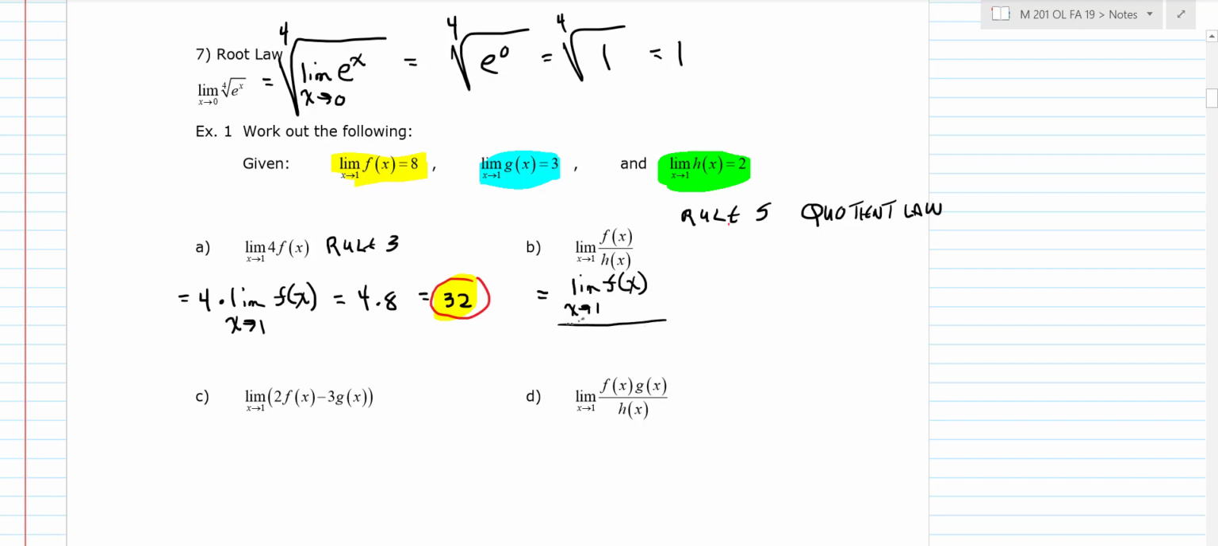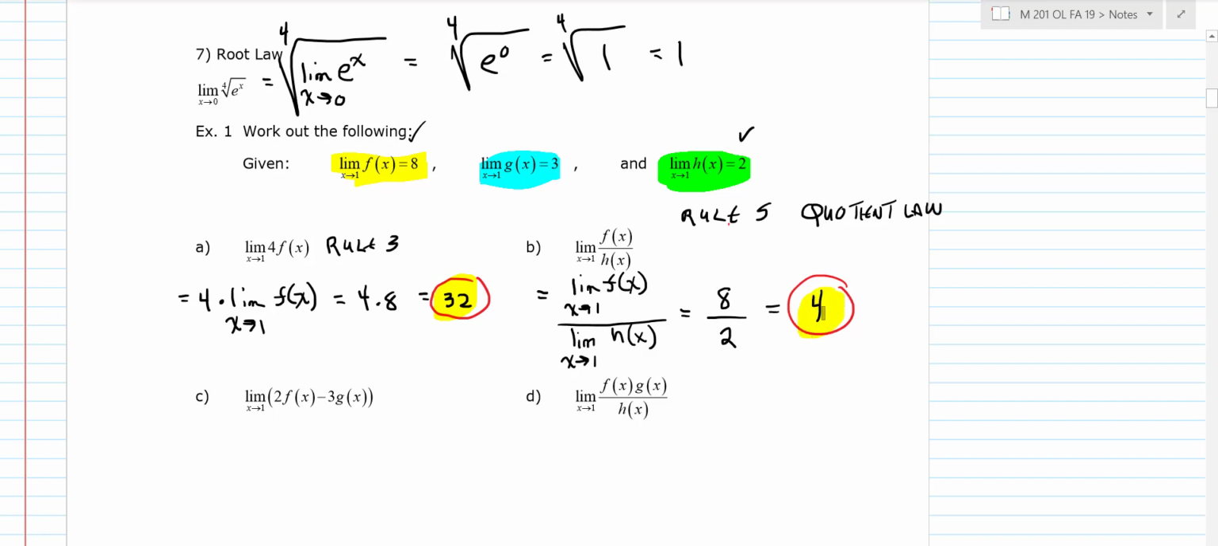Don't be lazy about x approaches 1. You need to develop the habit of doing that. And I know students get tired of doing that, but you need to do that always. Limit x goes to 1, h of x. So that's how you apply that limit law. Then if you look at this, the limit of f of x was given as 8. The limit of h of x was given as 2. So 8 divided by 2 is 4. Therefore, that's the solution of that problem.